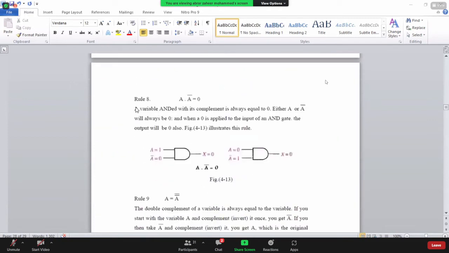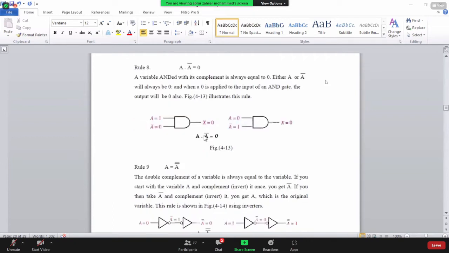Then rule number 8 is that A dot A complement is equal to 0. So when a variable is ANDed with its complement, it is always equal to 0. So either A or A bar will always be 0, and when 0 is applied to the input of the AND gate, the output will be 0. So rule number 8 states that A dot A bar is equal to 0, meaning when a variable is ANDed with its complement, it is equal to 0.